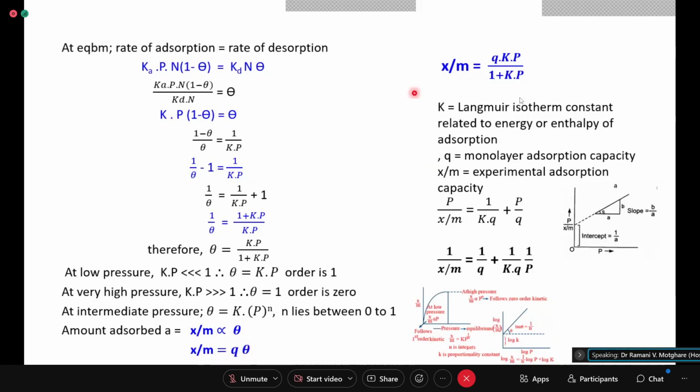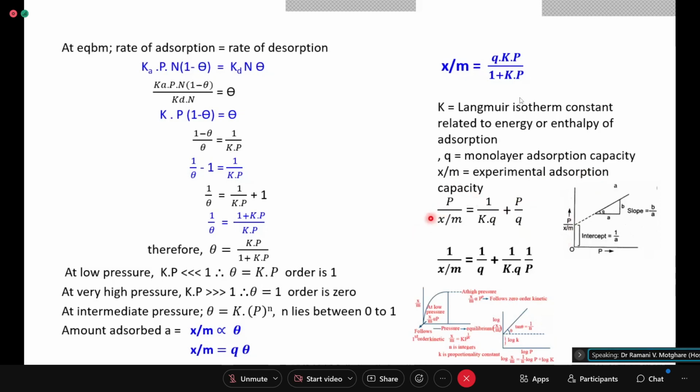So when you write here x by m is equal to q theta, theta is substituted by this value kp by 1 plus kp. Now k is the Langmuir isotherm constant related to the energy or enthalpy of adsorption, and q is monolayer adsorption capacity. So x by m is the experimental adsorption capacity.